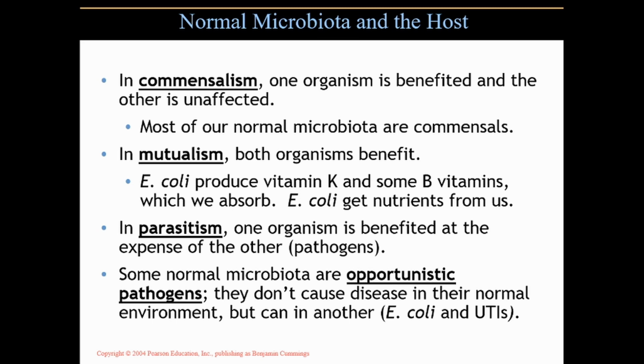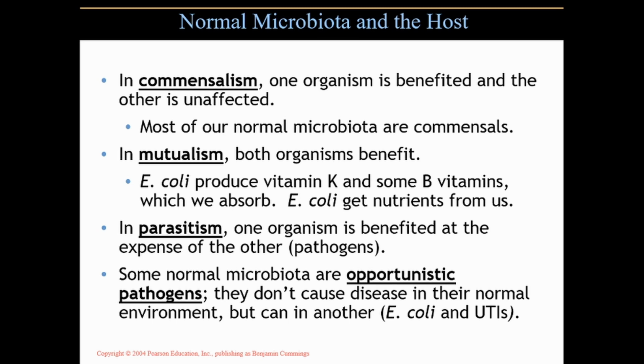Parasitism, one organism is benefited at the expense of another, and we call them pathogens now. So the host is harmed, we are the host, we are harmed, and the microbe is benefited in some way. And so they're going to cause illness, they're going to release toxins, they're going to harm us in some way. And that's a pathogenic relationship or a parasitic relationship in which they are deriving something from us at our expense.